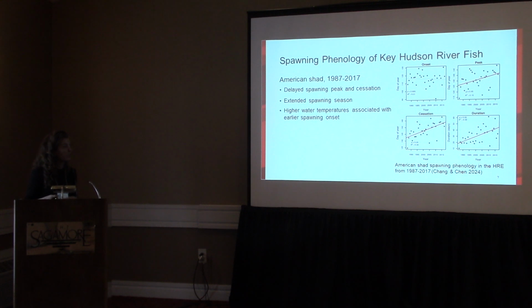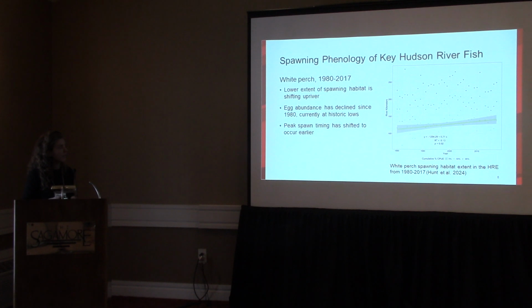Moving on to American shad, which is a species of concern for a lot of people. Chen and Chen in 2024 found that American shad experienced a significantly delayed spawning peak and cessation. So those plots there are showing year on the x-axis and day of year on the y-axis. American shad had an extended spawning season. Higher water temperatures were associated with earlier spawning onset, and spawning onset and cessation were tied to the size of female spawners. So it's not just abiotic impacts in spawning phenology, there can be biotic impacts as well.